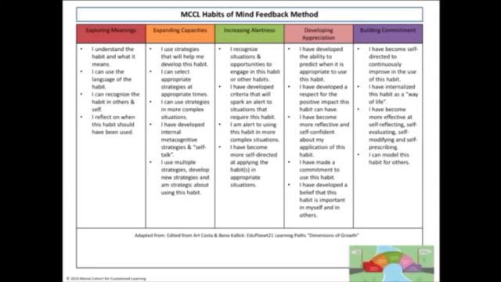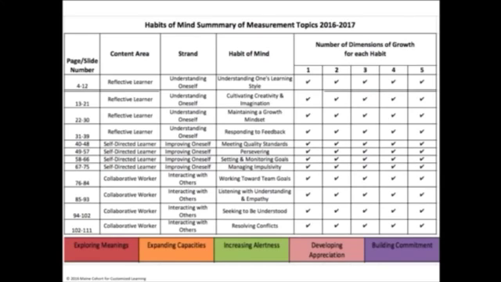So under each one of the dimensions, notice the color coding to begin with. And then under each one of them is a generic set of bullets that describes that particular dimension. And as this generic list would be, you can apply it to any one of the habits of mind. Then what you have here is a summary of the measurement topics of the entire curriculum.